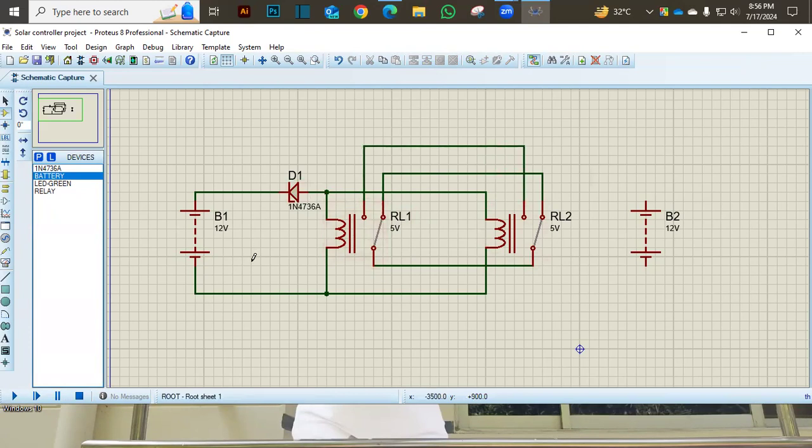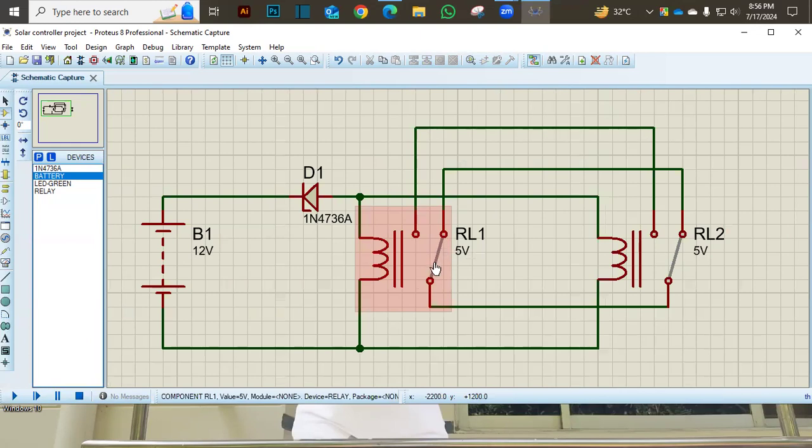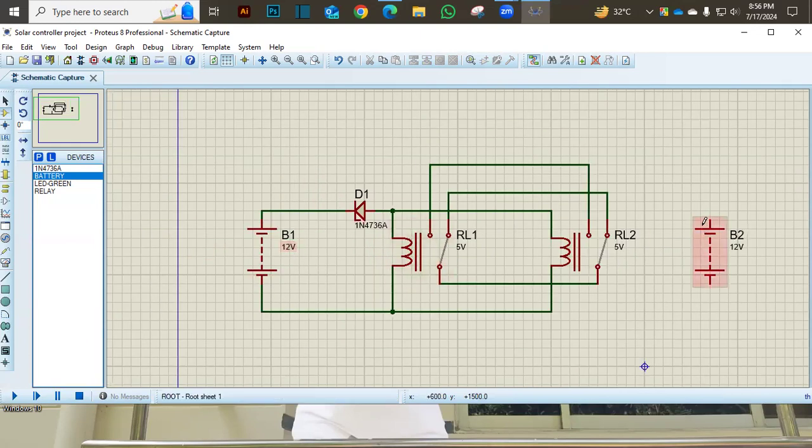So first of all, I want to declare that our first terminal is called NC, normally closed terminal, which is shown here. We set the normally closed terminal for battery 1, and normally open terminal, terminal number 2, is for battery 2. And now we are connecting both of them. So the normally open terminal goes to battery 2, and all of our negative terminals will be shorted together.